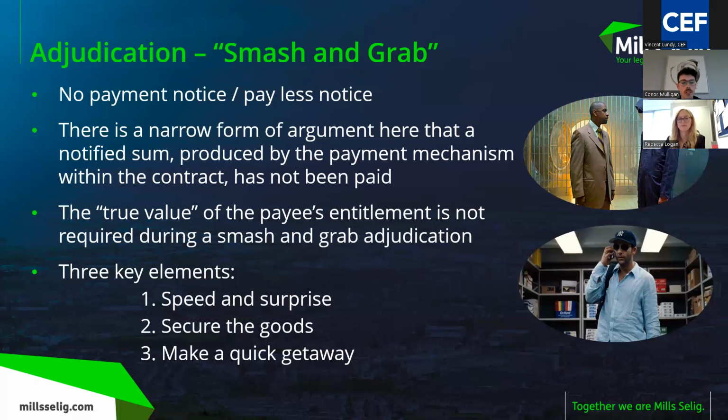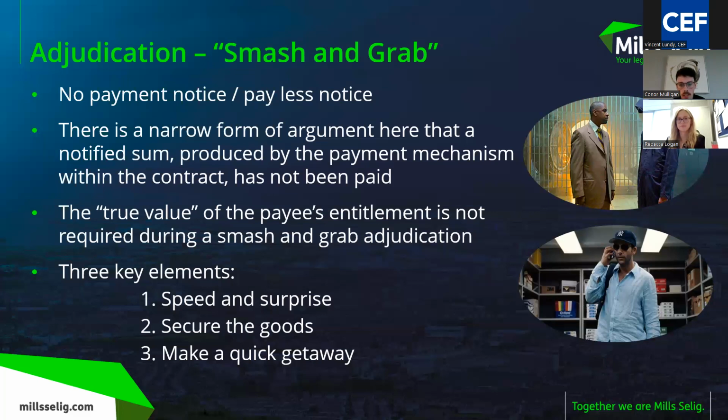So moving on to smash and grab adjudications, I just want to touch on these slightly just because they arise quite often. And that's when a payer fails to issue payment notices or pay less notices, and as such, the sum claimed becomes due and owing. So there's a really narrow form of argument here: that a notified sum produced by the payment mechanism within the contract hasn't been paid. The true value of the payee's entitlement isn't required during a smash and grab adjudication.